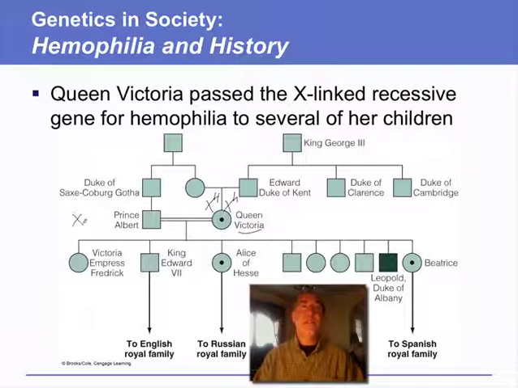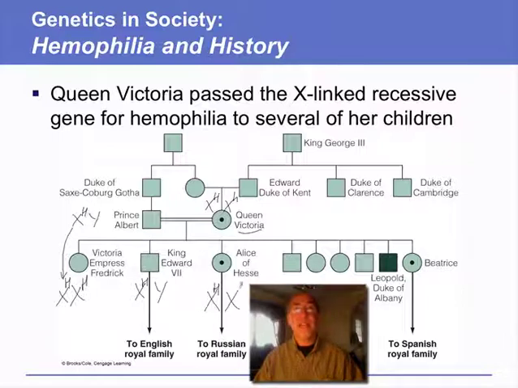Prince Albert, her husband, is X superscript big H because he does not have the disease, and Y, so he's hemizygous dominant. Victoria then does not have the trait. She's XX for being a female, and she has the dominant from her father and the dominant from her mother. King Edward, male, but he has the dominant from the mother and the Y chromosome from his father. Now Alice here is a carrier, so she is X big H, and she got that from her father, and X little h, and she got that from her mother.